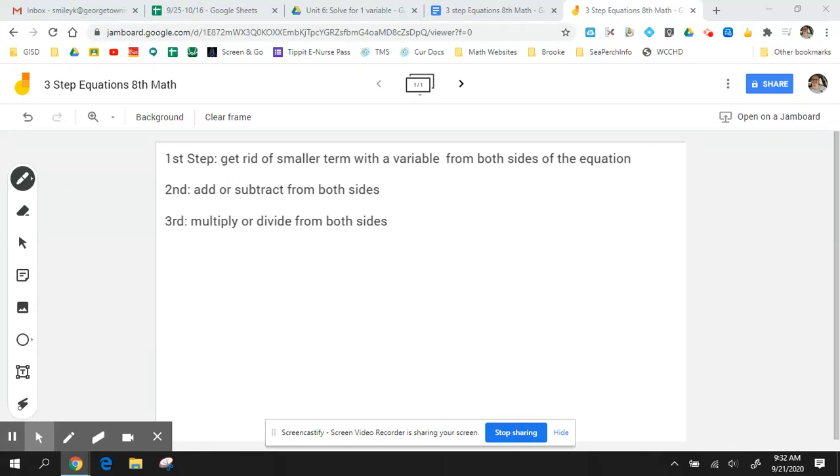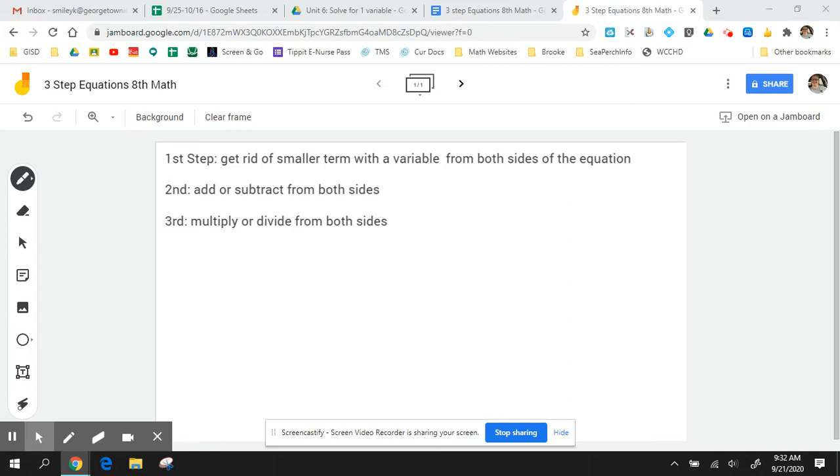Hey everyone, today we are going to look at three-step equations solving for that variable. So we have 3 steps. The first step is to get rid of the smaller term with the variable from both sides of the equation. You're going to do this for most of all of them. So you're going to find that smaller term and do addition or subtraction to get it to the other side of the equation.